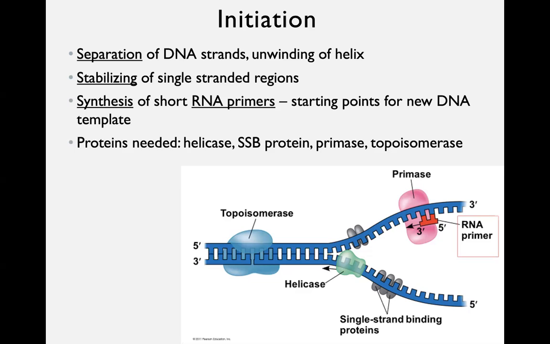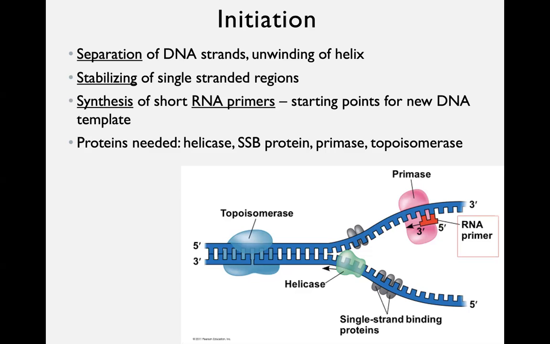Okay, so here's a list. I mean, they're on the diagram, but here's a list of the proteins that are needed for initiation. So I did this for each of the main steps, just so you understand which proteins are needed, and you should know what they're doing, obviously, which we just went over. So we need helicase, SSB protein, primase, topoisomerase. There's a lot of proteins involved in just getting this thing started.